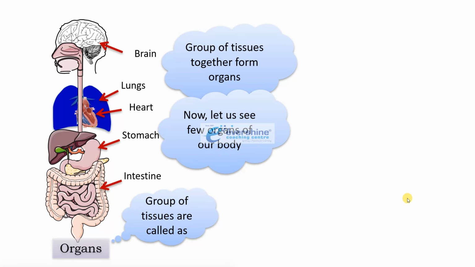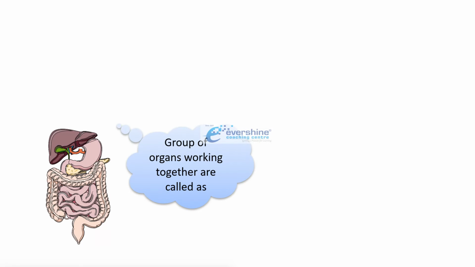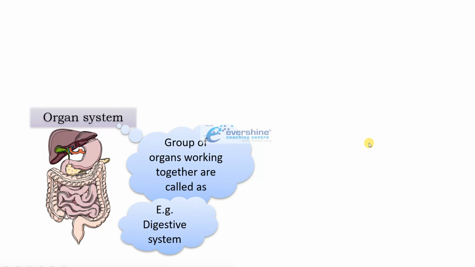Now this group of organs combined together forms an organ system, correct? As we know, in this organ system all the organs are working together. Am I right? So this group of organs working together, we call an organ system. Let me take an example of the digestive system. If digestion has to take place, a single organ is not responsible. A group of organs should perform together to achieve digestion.